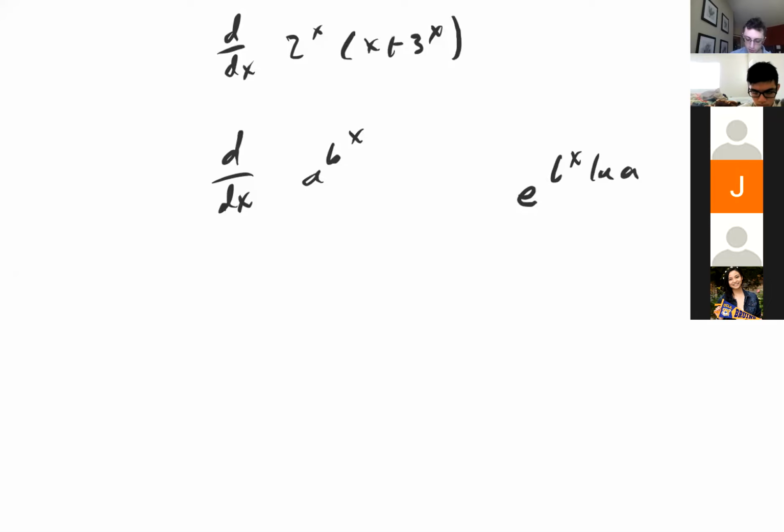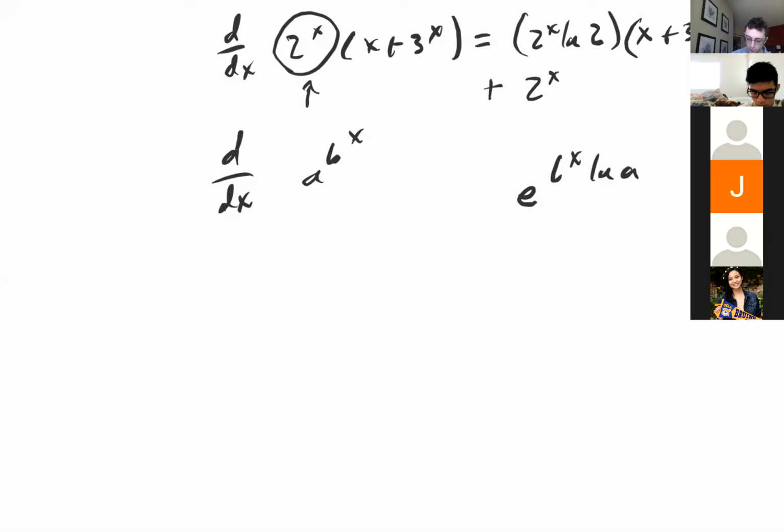First, let's just apply the product rule. The product rule says that first we take the derivative with respect to the first term, and this is just going to give you 2 to the x ln 2. This is just by the formula that we got earlier, and then we multiply by the other term, which is x plus 3 to the x. And then we add, so we keep the first term the same, and then we take the derivative with respect to the second term, and that just gives you this. Okay, everyone happy with this? You should be happy with this.